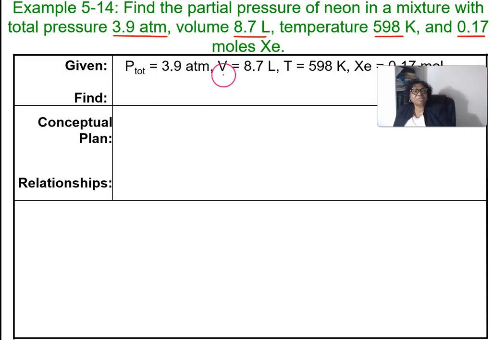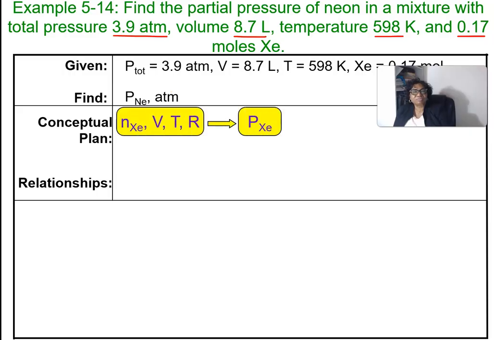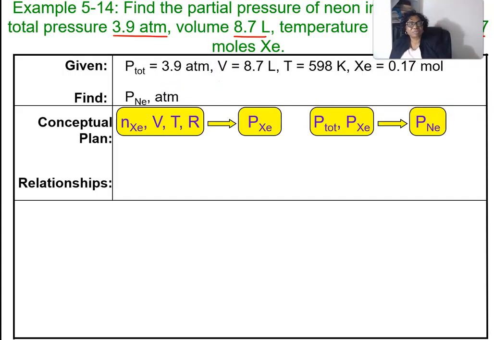So that's the total pressure, that's the volume, that's the temperature, that's the number of moles of xenon. We want the partial pressure of neon. So we have to find the partial pressure of xenon first, then we subtract it from the total pressure. So that's what we are going to do.